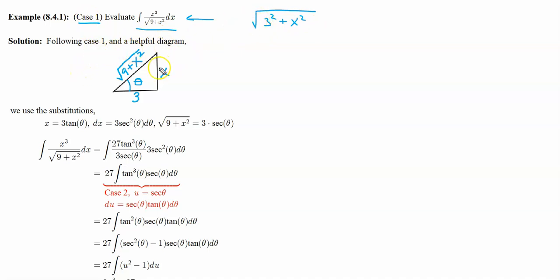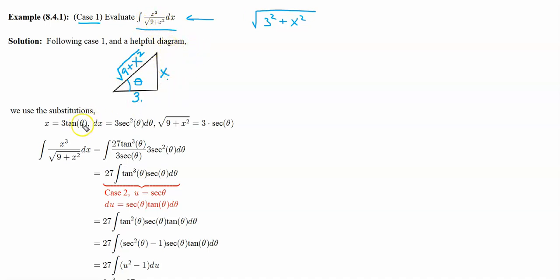So what we want to do then is draw a triangle like this, you see, and we want to label the opposite side as x, the adjacent side as 3, so that way the hypotenuse becomes the square root of 9 plus x squared. So you see we have the hypotenuse matching up with what is in our integrand.